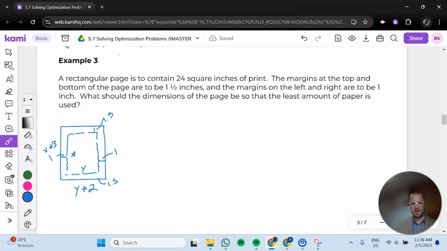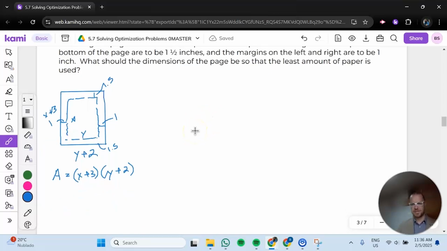All right, so that means that our area is exactly like I just said, x plus 3 and y plus 2. Sorry about the lag there, guys. I don't know what's going on with my connection today. And then the other thing that we know is that our area tells us that it's 24 square inches of print. So that means that xy, which is that inner part there, is going to be equal to 24.